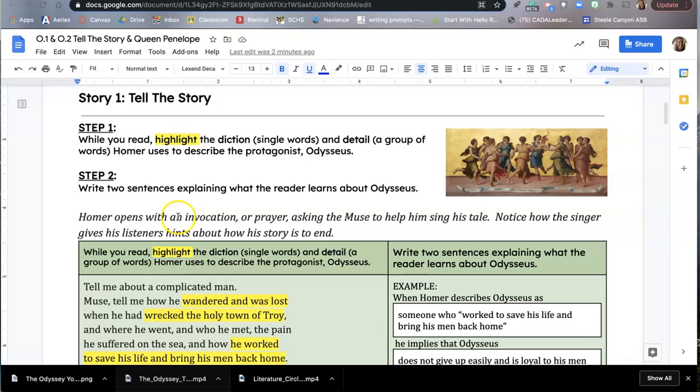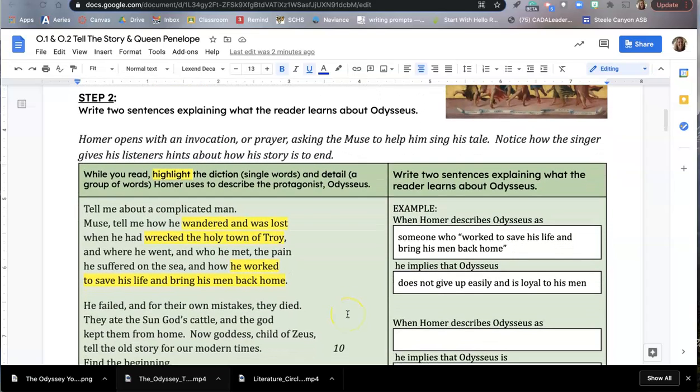Homer opens up with an invocation, or a prayer, asking the muse to help him sing his tale. Notice how the singer gives his listeners hints about how his story is to end. So step one was to, while you read, highlight the diction, single words, and detail, or group of words, that Homer uses to describe the protagonist Odysseus. You can see that I have already done that in the first stanza of the poem. On the right side, it says write 2 sentences explaining what the reader learns about Odysseus.